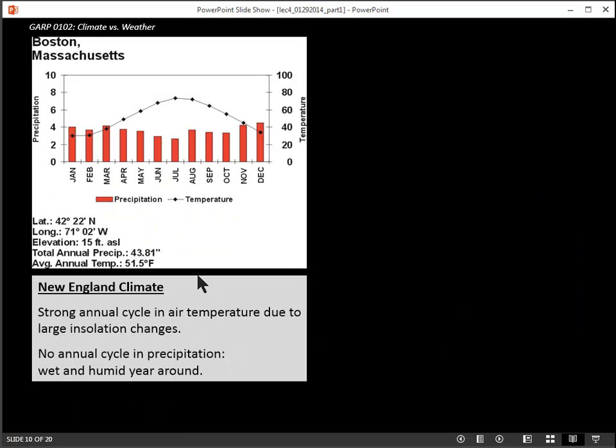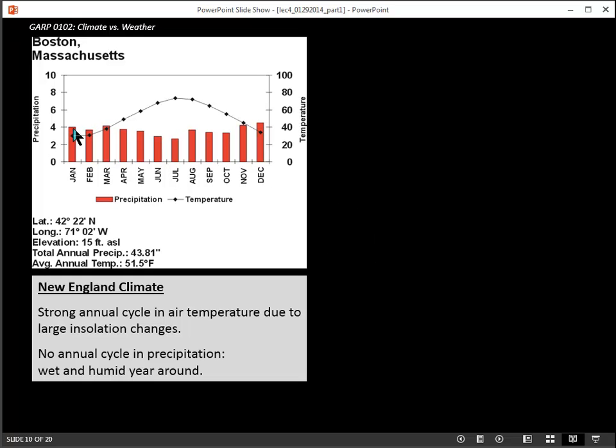So let's look at what we're dealing with. Boston, Massachusetts. This is the climate of New England, right? Here we're looking at the climograph of Boston. We have a strong annual cycle in air temperature. That's the black symbols here, right? And we know that we have warm summers and cold winters, and that's because we get more sunshine in the summer and less sunshine in the winter. And we'll cover that in great detail in the next few classes.